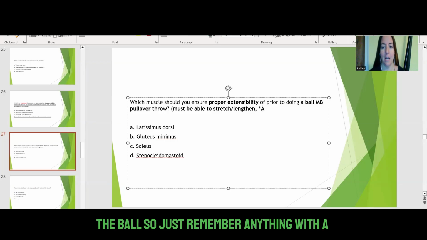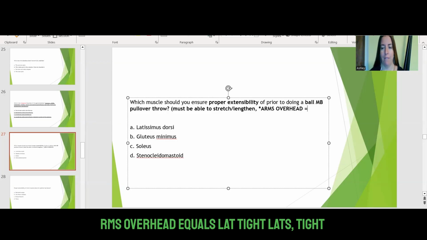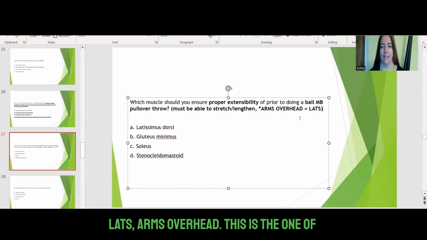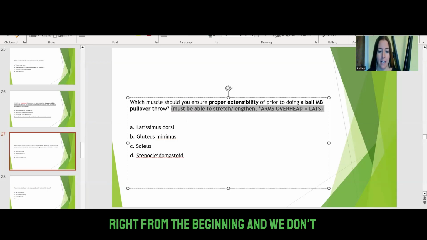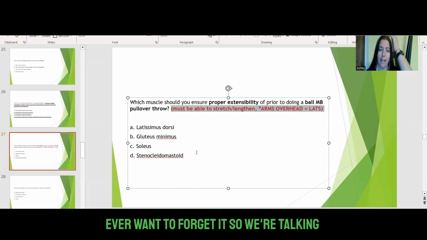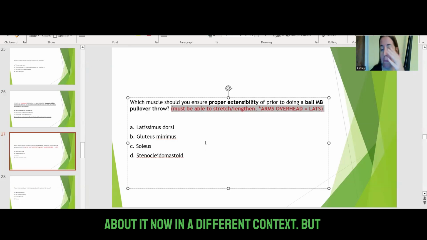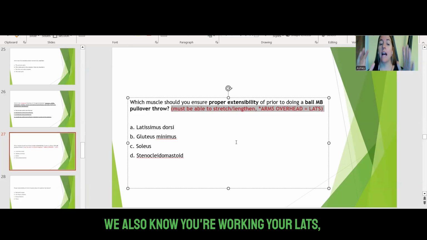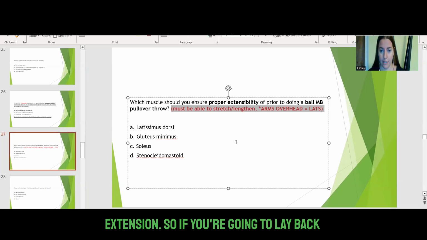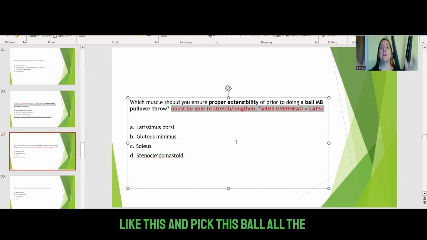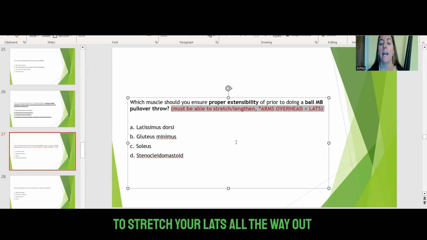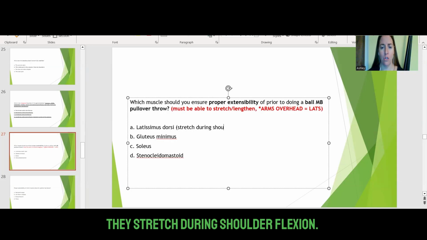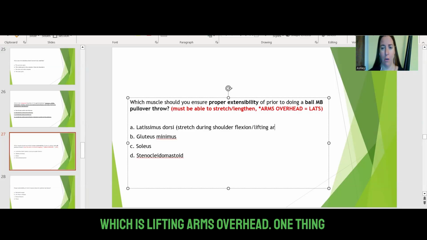So just remember, anything with arms overhead equals lats, tight lats, arms overhead. This is one of those Pavlovian things that we've had right from the beginning, and we don't ever want to forget it. So we're talking about it now in a different context, but we also know you're working your lats during shoulder extension. So if you're going to lay back like this and pick this ball all the way up overhead, you've got to be able to stretch your lats all the way out because you're in shoulder flexion. So they stretch during shoulder flexion, which is lifting arms overhead.